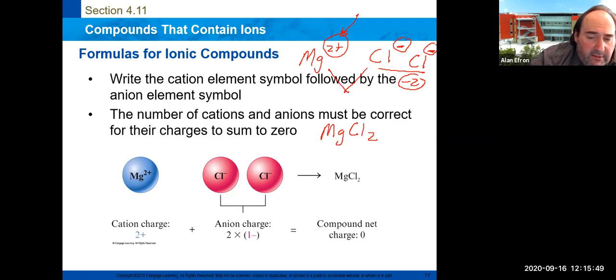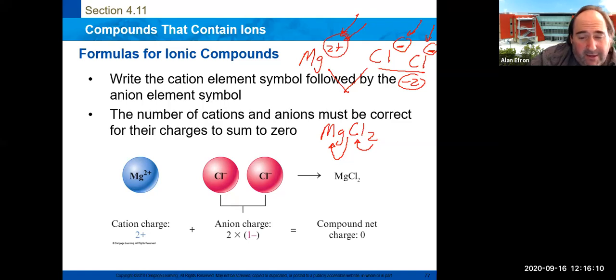Again, remember the little number means how many we have of the guy next to it. And what this implies is magnesium, that we have one of those and it has a +2 charge. This implies we have two of the Cl minuses, each at -1. So -1 gives you -2 and your +2.